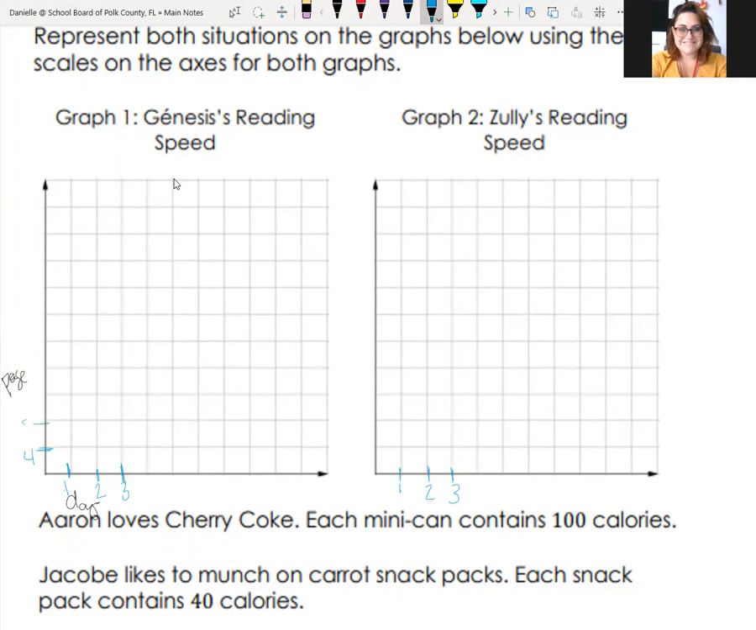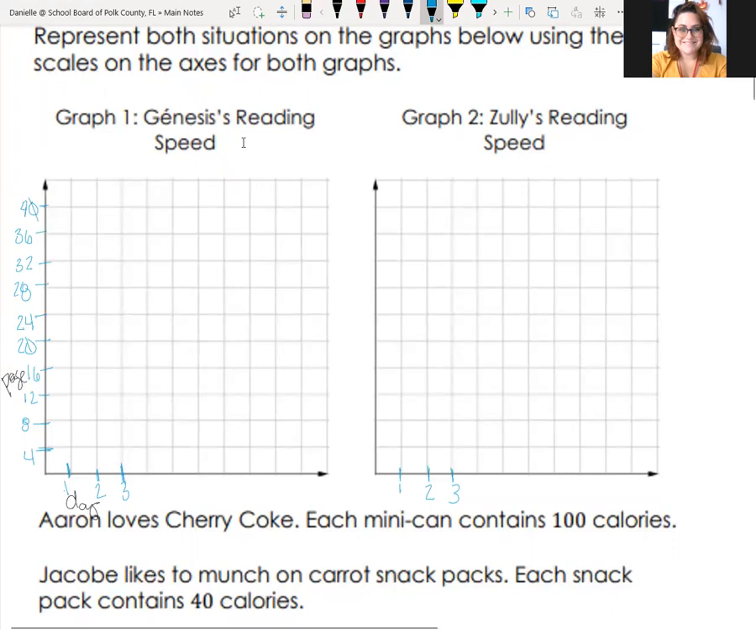4, 8, 12, 16, 20, 24, 28, 32, 36, and 40. And we're going to go by the same scale on this one. I'm not going to label it.